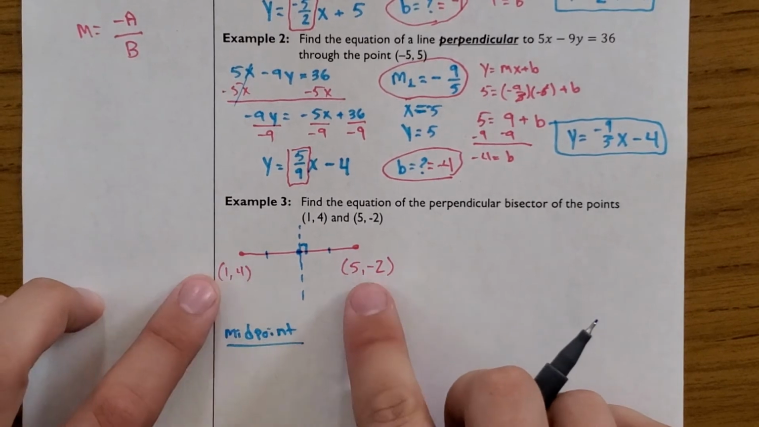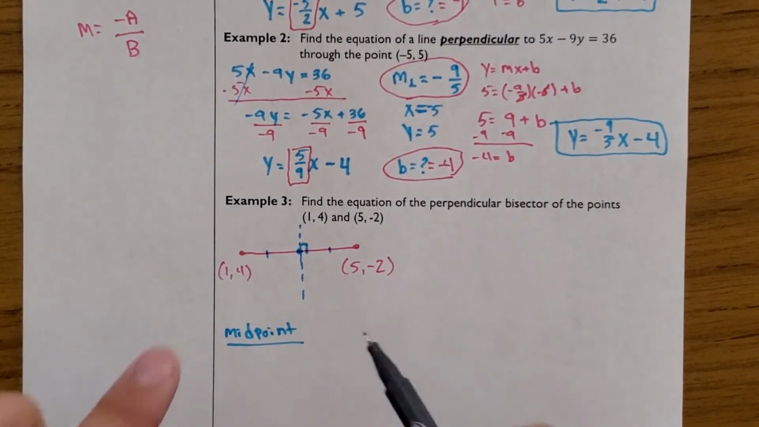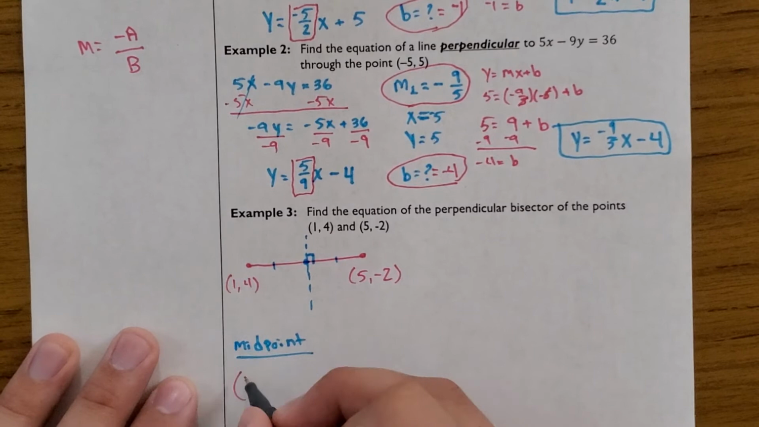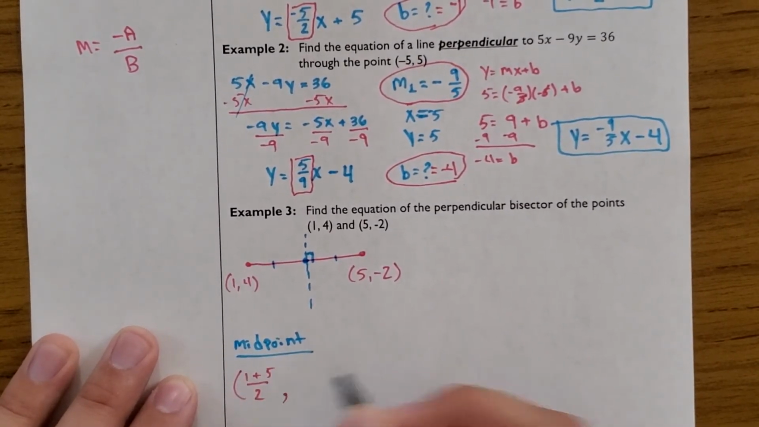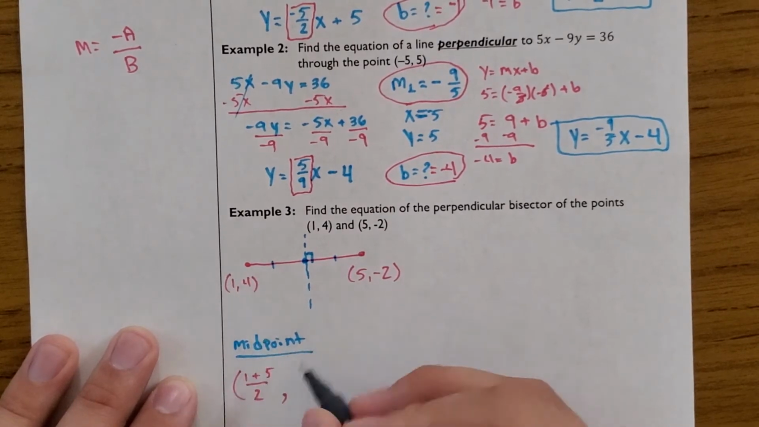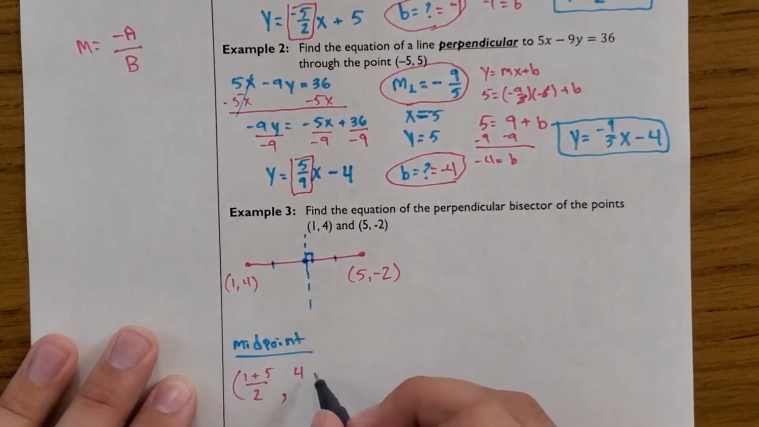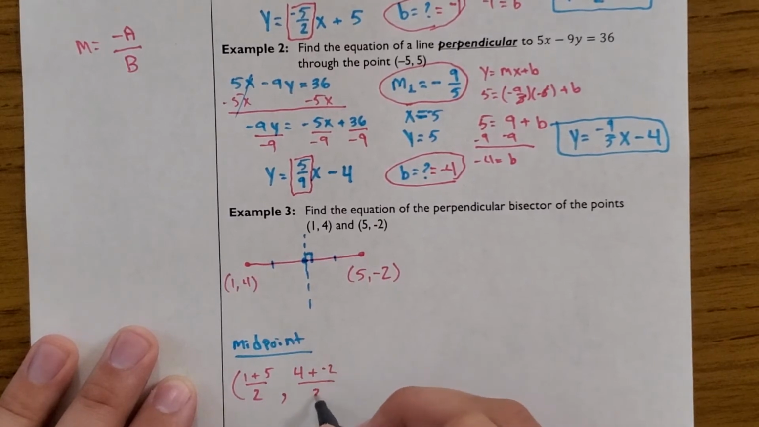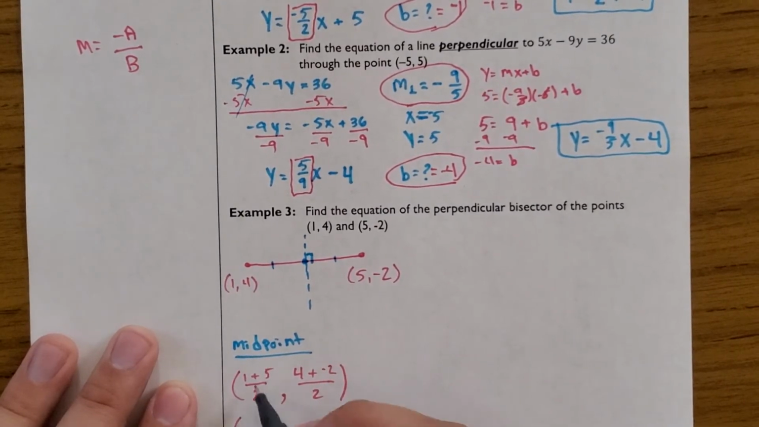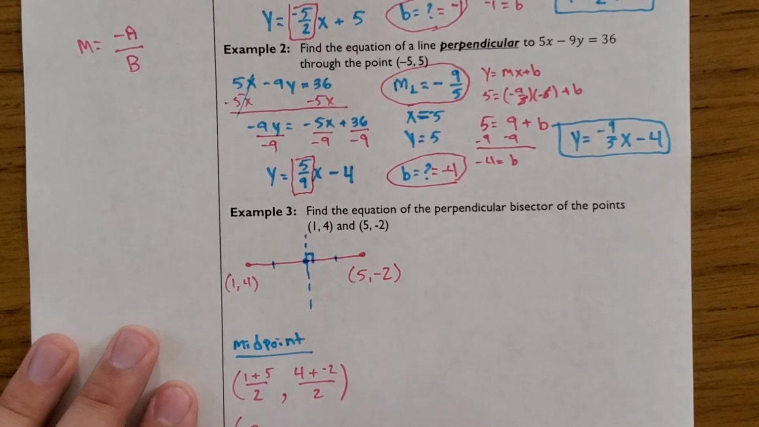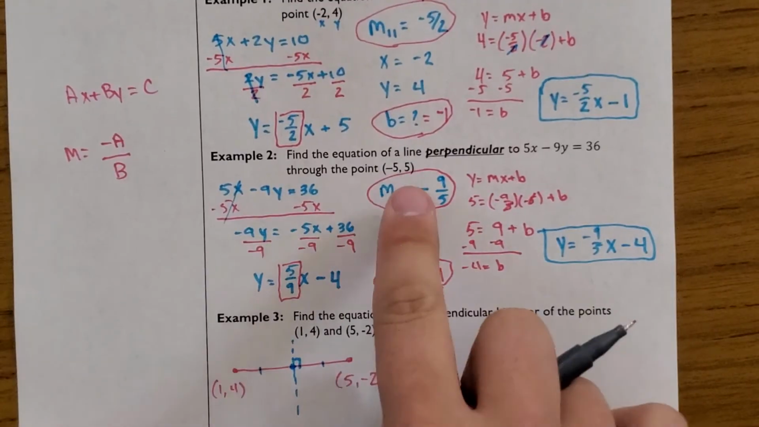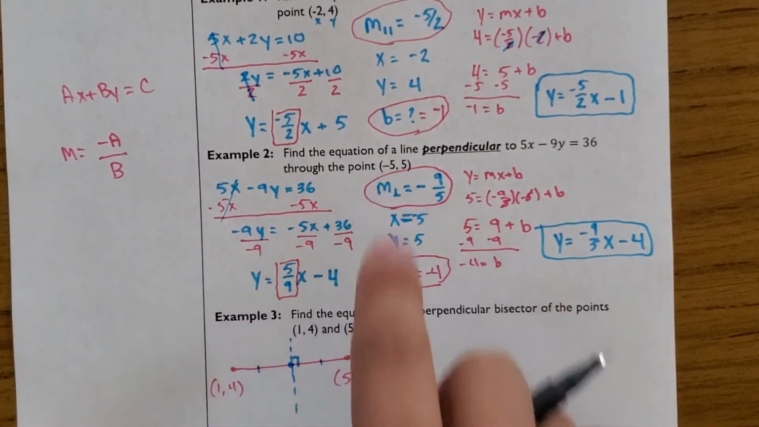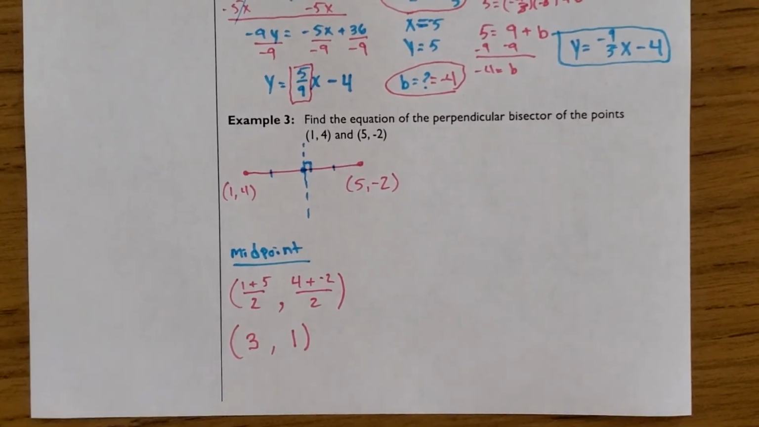To find the midpoint, remember you add them together and divide by 2. So I'm going to add my x's. 1 plus 5 divided by 2, and 4 plus negative 2 divided by 2. So this is going to give me 6 divided by 2, which is 3. And this is going to be 4 minus 2 is 2. 2 divided by 2 is 1. So this point represents the point that we're going through. My 3, 1 is the point we're going through.